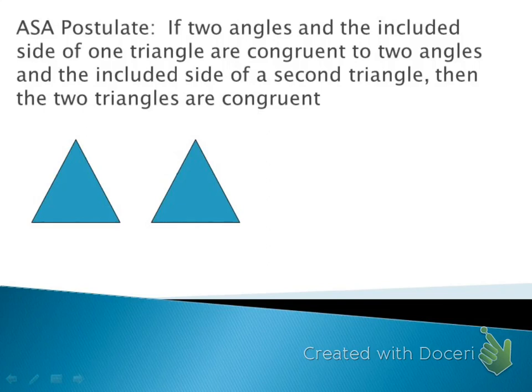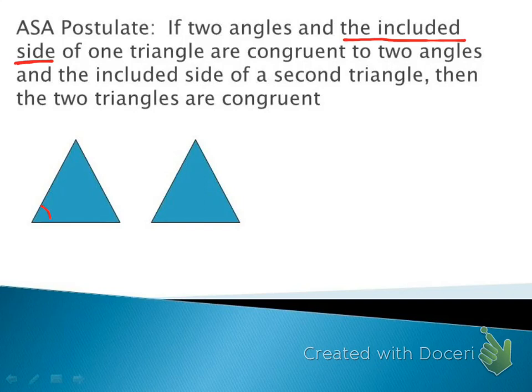I'm going to add a little bit of information just to show exactly how this postulate would work on the two triangles. So, the angle, side, angle postulate says if two angles and the included side, I want you to underline that. The included side, that means the side between those two angles of one triangle are congruent to two angles and the included side of the other triangle, you can say the two triangles are congruent.